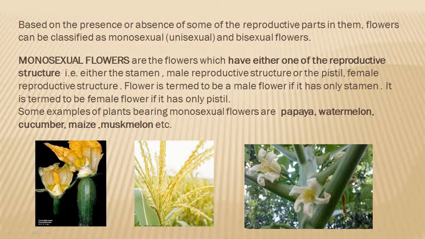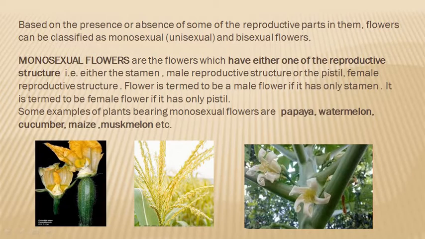Monosexual flowers are the flowers which have only one of the reproductive structures, means they have either a male reproductive structure or a female reproductive structure, either stamen or pistil. That flower is termed a monosexual flower. The flower which has only stamen is called a male flower, and the flower which has only pistil is called a female flower.